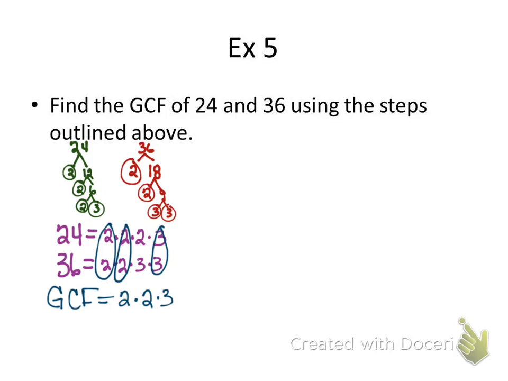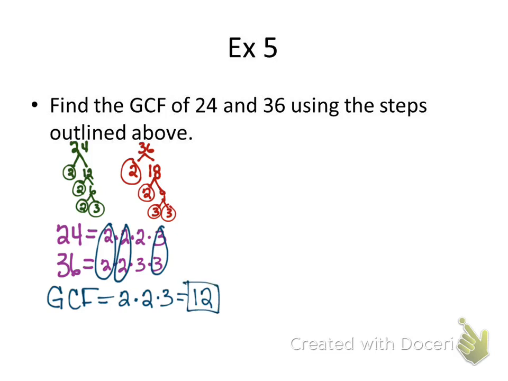So they share a 2, they share another 2, and they share a 3. So step 3 said write out the list of factors that appear in both, and now we're going to multiply those together. So what's 2 times 2 times 3? Okay, so 2 times 2 is 4, 4 times 3 is 12. So the greatest common factor is going to be 12.